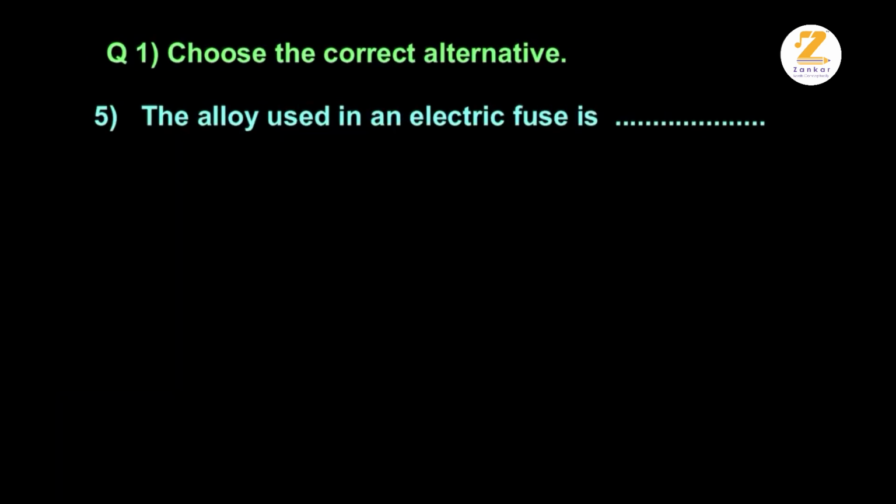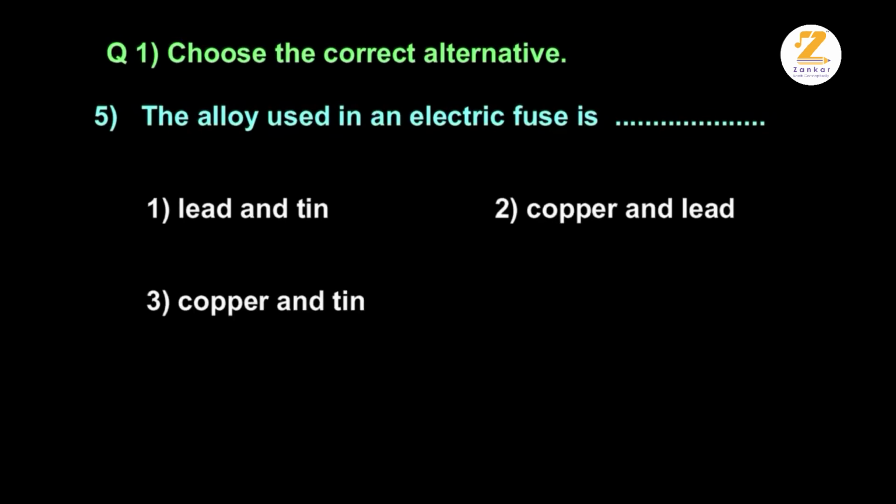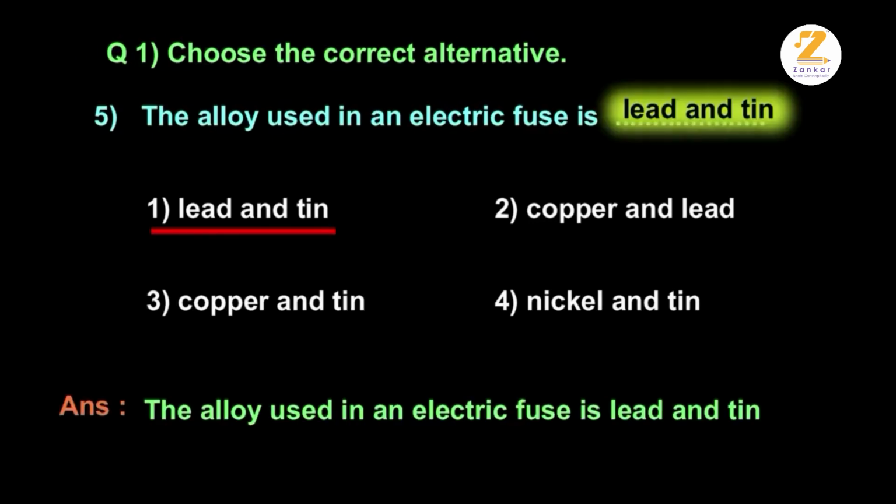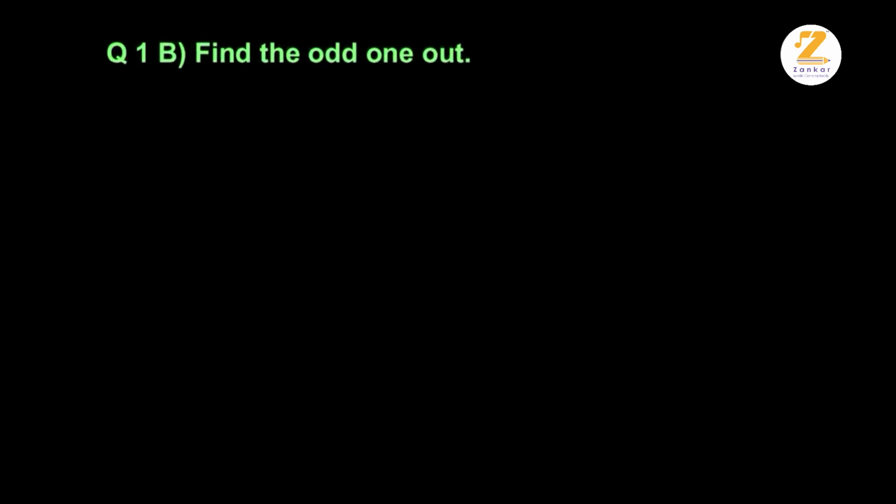The alloy used in an electric fuse is dot dot. Option 1, option 2, option 3, option 4. The alloy used in an electric fuse is lead and tin. Question 1b. Find the odd man out.